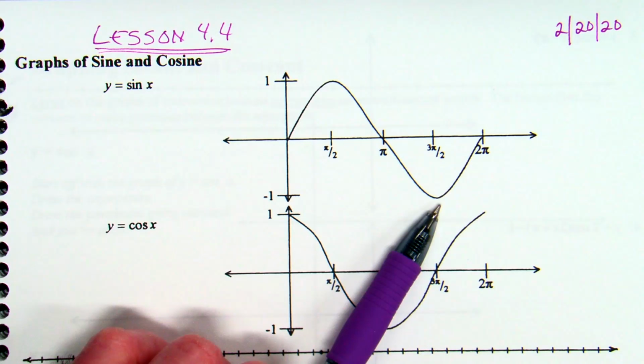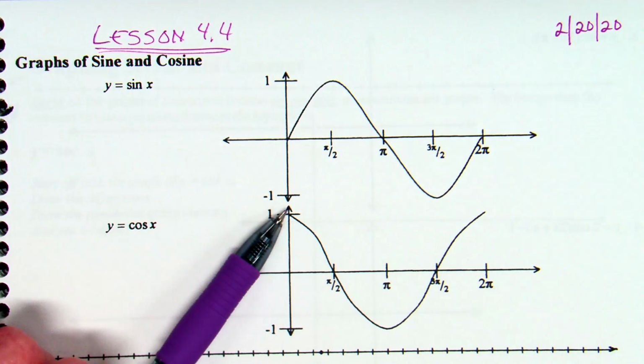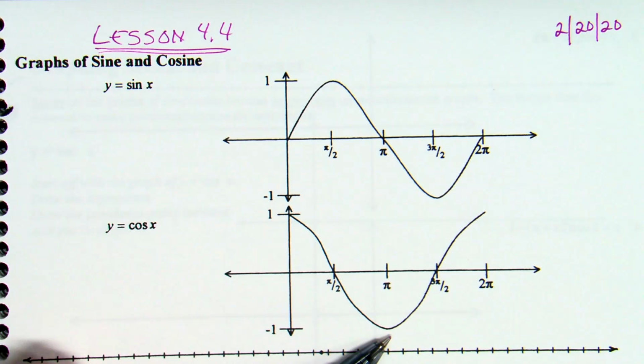Over here on this one, it starts maxed out at 1. It cuts through pi over 2. It bottoms out below pi. Cuts back through 3 pi over 2. Maxes out above 2 pi. Those are some details I'll be looking for when you draw these graphs. Okay? Now, needless to say, I'm not going to just say, okay, draw sine x for me. Draw cosine x for me, and we're done.